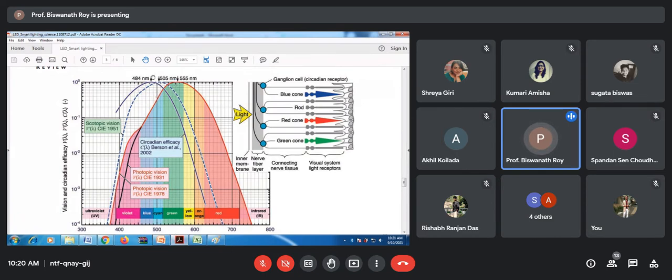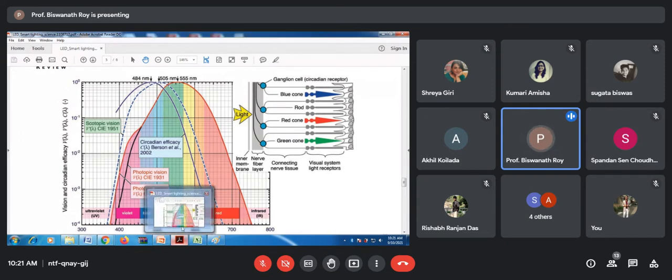So if we look at the V lambda, the peak of this spectral response occurs at 555 nanometer. So radiation, optical power emitted at 555 nanometer is fully converted into lumen, because here the value is 1.